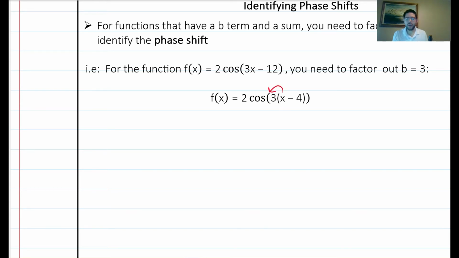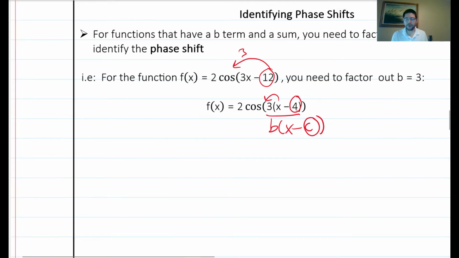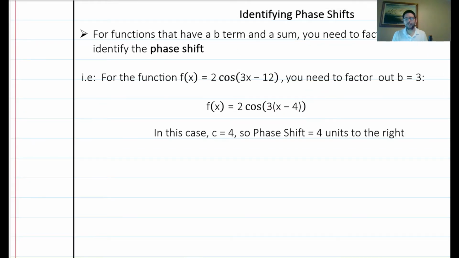So then we know that 3 times 4 is 12. So if I pull out a 3 from 12, that turns it into a 4, right? So that's how we get b times, so this is my b x minus c term now. Now you can clearly identify the c. The c is clearly positive 4. And if the c is 4, that means it's a shift to the right of 4. So in this case, c is 4, so the phase shift is 4 units to the right.